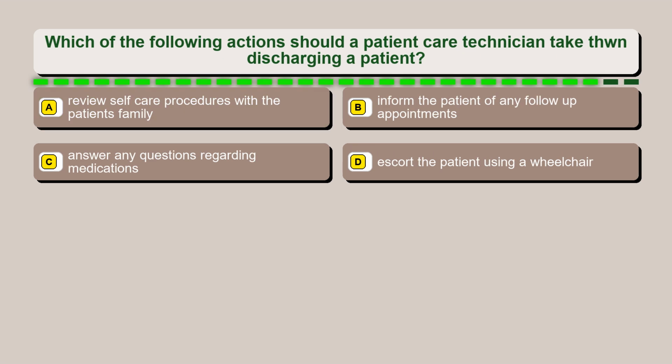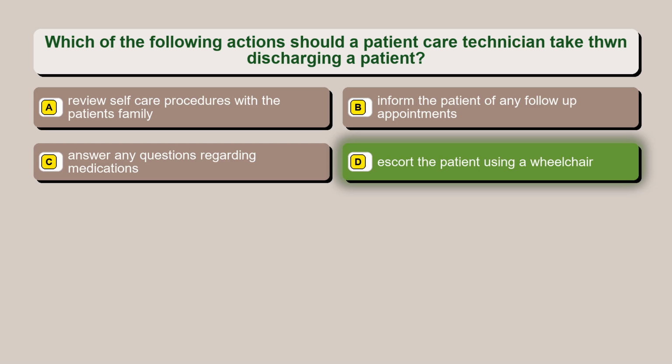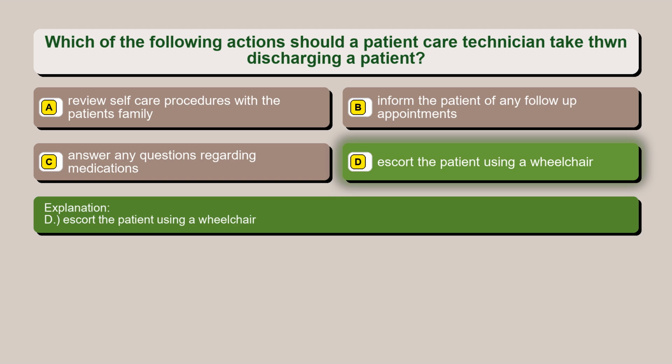Question 9. Which of the following actions should a patient care technician take when discharging a patient? Option A. Review self-care procedures with the patient's family. Option B. Inform the patient of any follow-up appointments. Option C. Answer any questions regarding medications. Option D. Escort the patient using a wheelchair. The correct answer is option D. Escort the patient using a wheelchair.